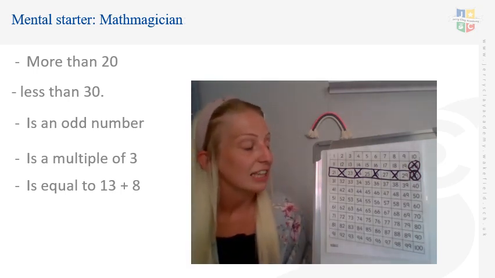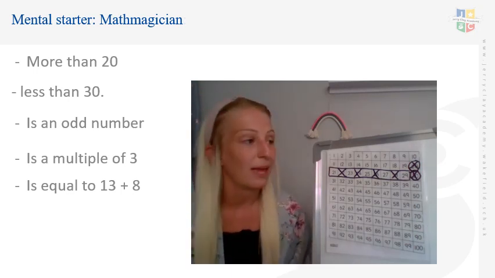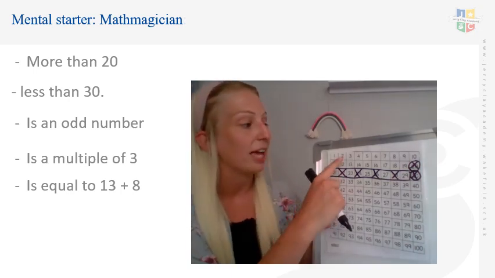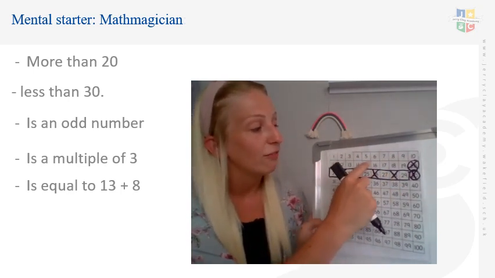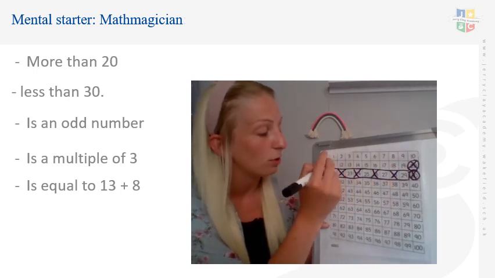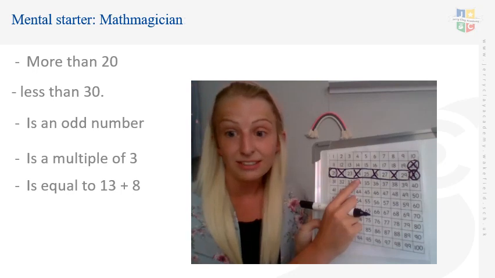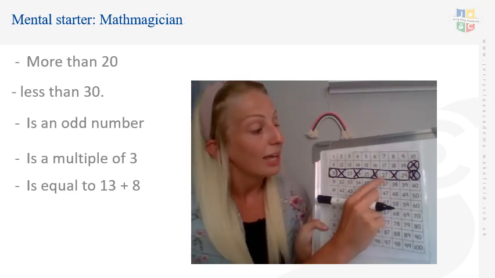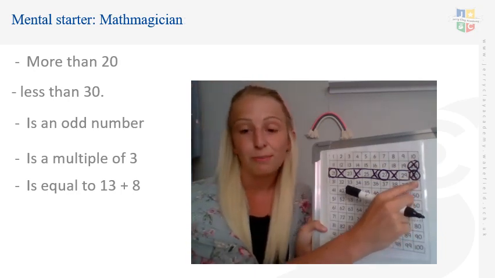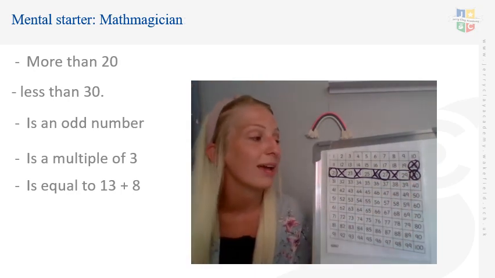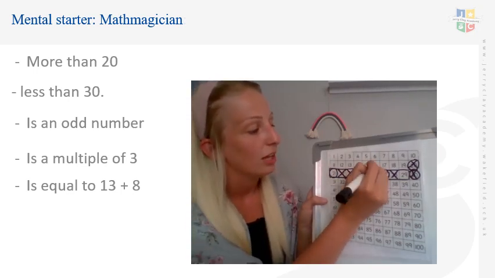The next clue was it is a multiple of 3. So if I count in threes, I'll be able to see what number it could possibly be. So I'm going to start on 3 to help me. So 3, 6, 9, 12, 15, 18, 21, so it could be this number, 24, which I've crossed out because it's even, so it can't be 24, but it could be 27, and it can't be 30 because it's got to be less than 30, so I'm left with 21 or 27, so I can cross out the other numbers in between.